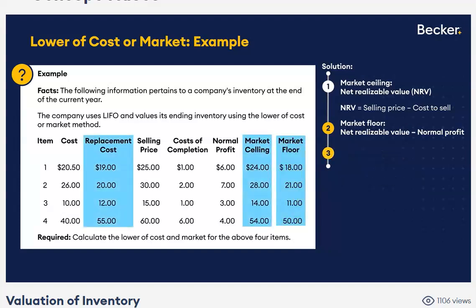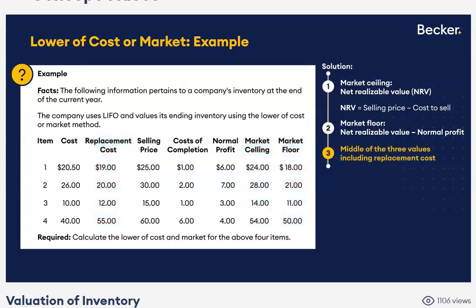Step 3. The items that are in blue, let's choose the middle value. For item number 1, what's the middle value? Well, we've got to choose between 19, 24, and 18. That would be 19. Item number 2, we've got to choose between 20, 28, and 21. That would be 21. Item number 3, we've got to find the middle value: 12, 14, or 11. That would be 12. Item number 4, choosing between 55, 54, and 50.